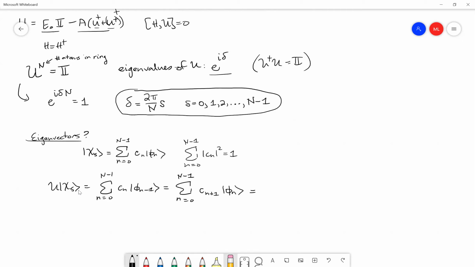And so this is supposed to be equal to, if it's an eigenvector, the associated eigenvalue, for some S, where these are the eigenvalues. So it's going to be that eigenvalue, Cn phi n. So that gives us the solution to the eigenvectors, right? Because we see this has to be equal to that. We get another recursion relation.